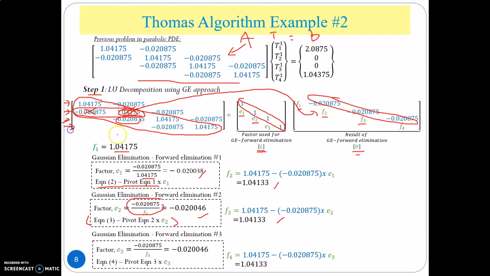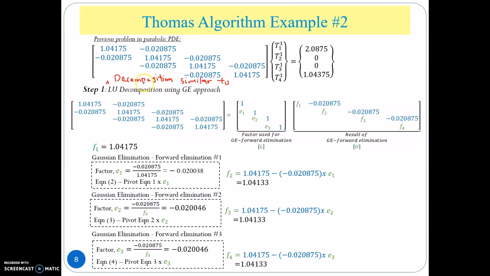Lastly, you perform the forward elimination on these two elements. To make the first element 0, you need the factor E3. Using the same procedure, E3 is equal to negative 0.02 divided by F3, which is this. Then you substitute inside this equation and take row 4 minus row 3 multiplied by the factor E3. Then we can change this element into F4. With that, we succeed in obtaining your L and U matrix.